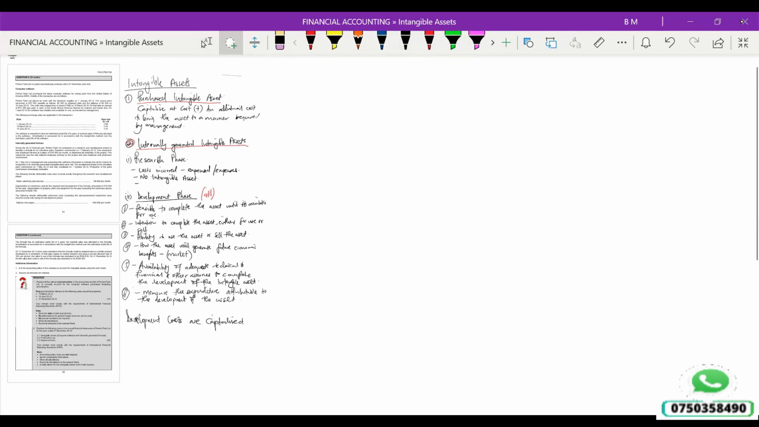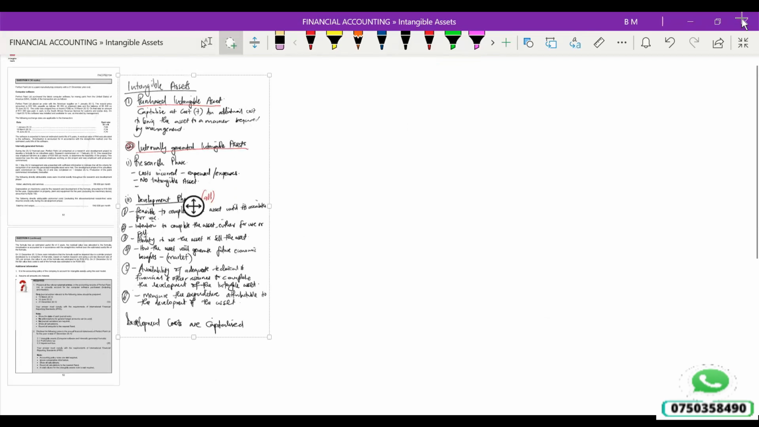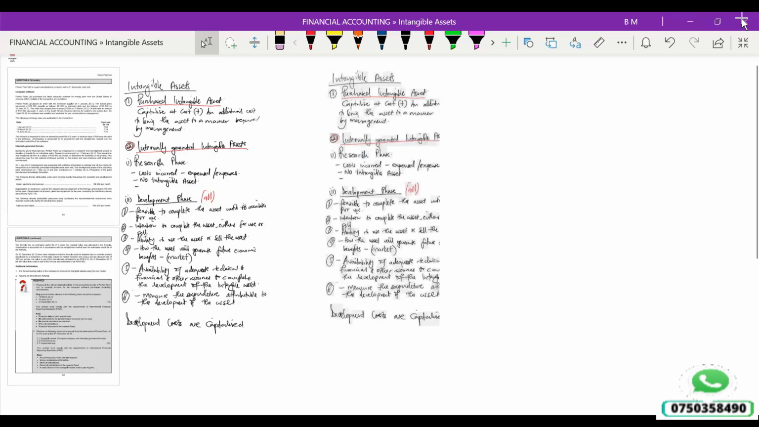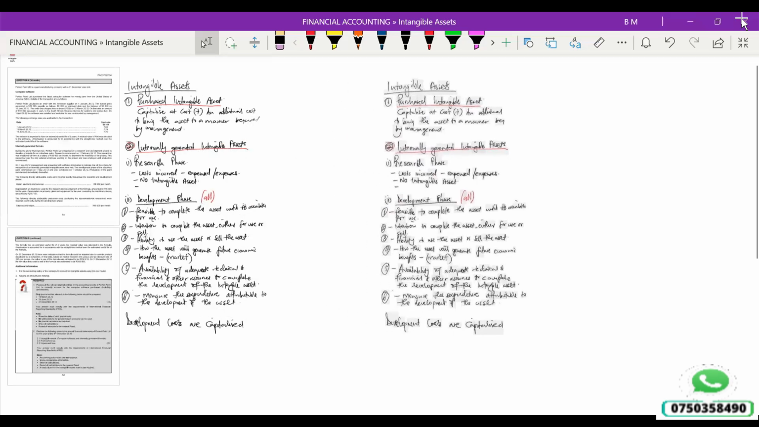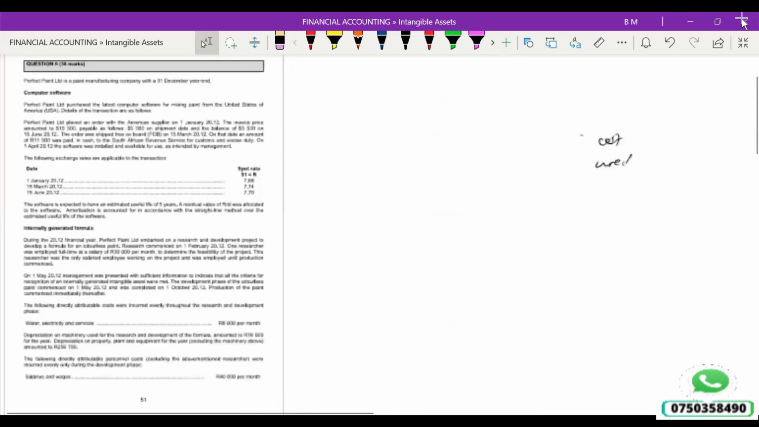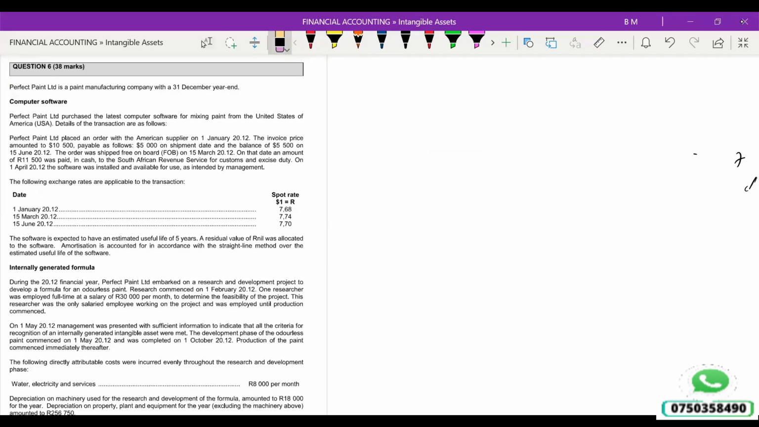Because our note needs to have the two assets. It says here that Perfect Paint is a paint manufacturing company with a 31 December year end.